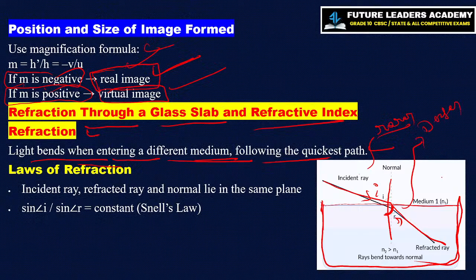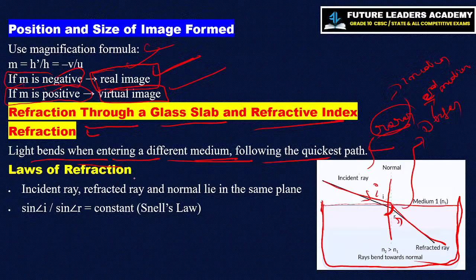Dense. So this medium is one, the rarer medium is one medium, and this medium is the second medium. The second medium is water medium.